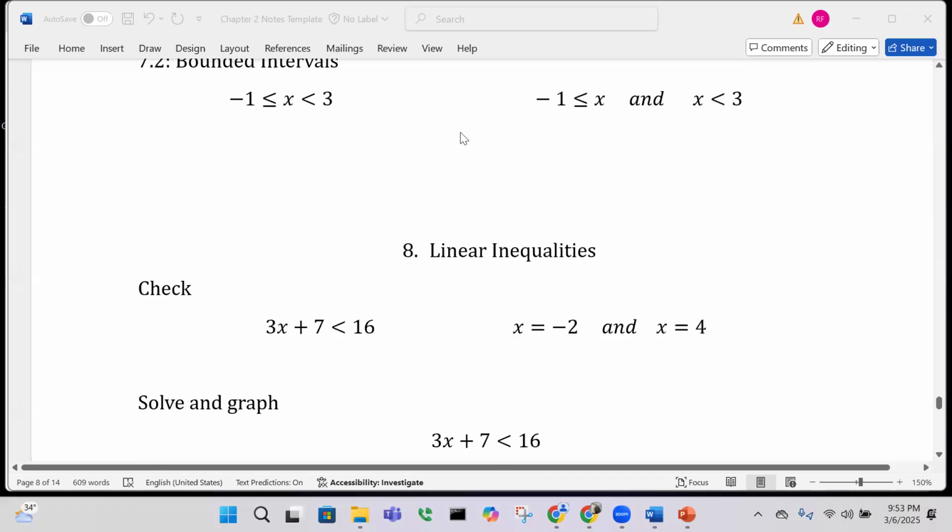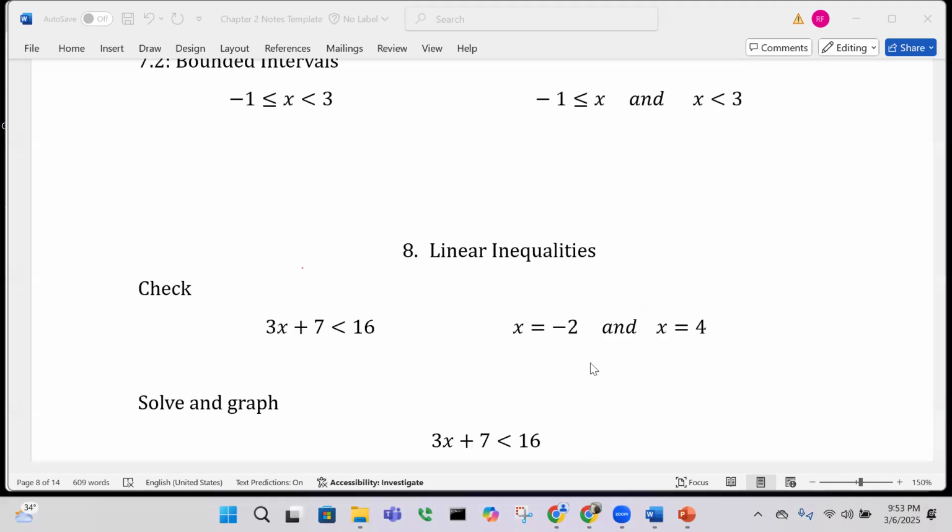So in the check case, look at this. Is -2 a solution? 3 times -2 is -6. Yes, we did do that one. What about 4? Is 4 a solution? I don't think so. 3 times 4 is 12. 12 plus 7 is 19. 19 is not less than 3, so 4 is not a solution.